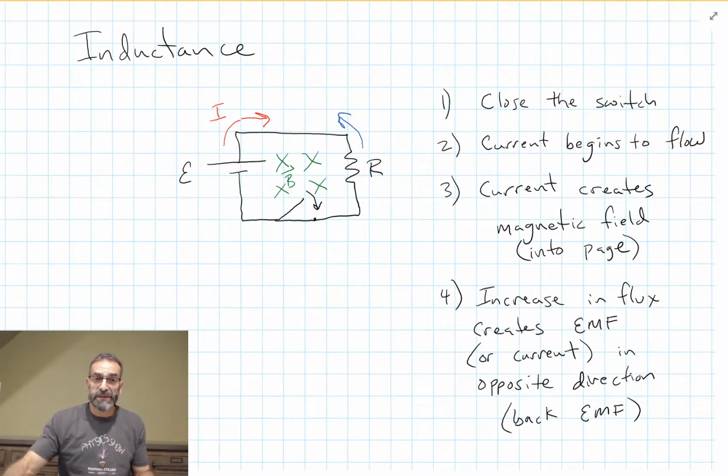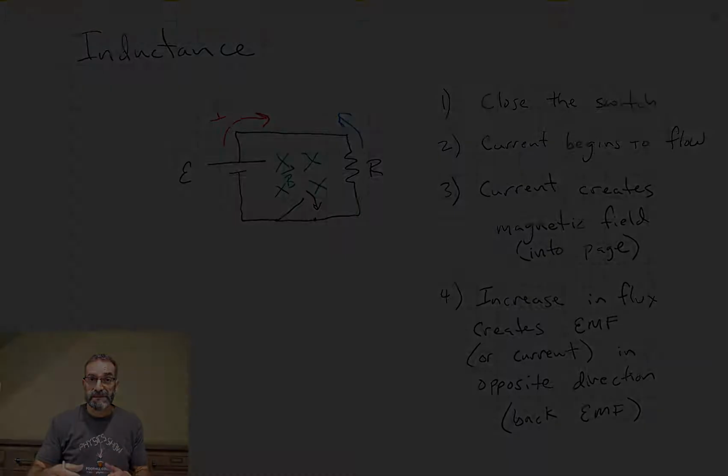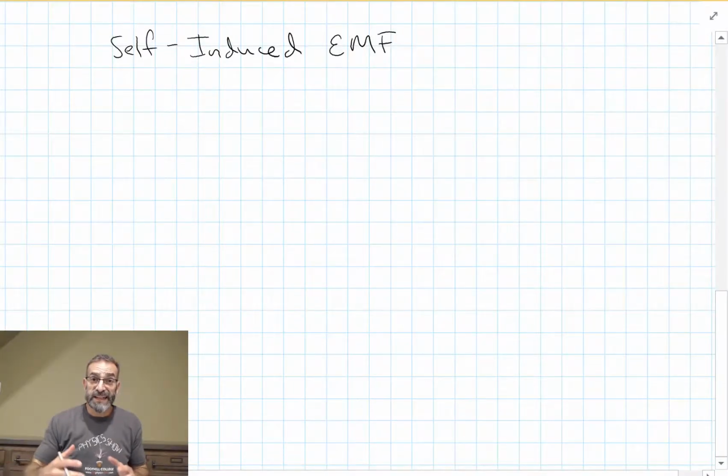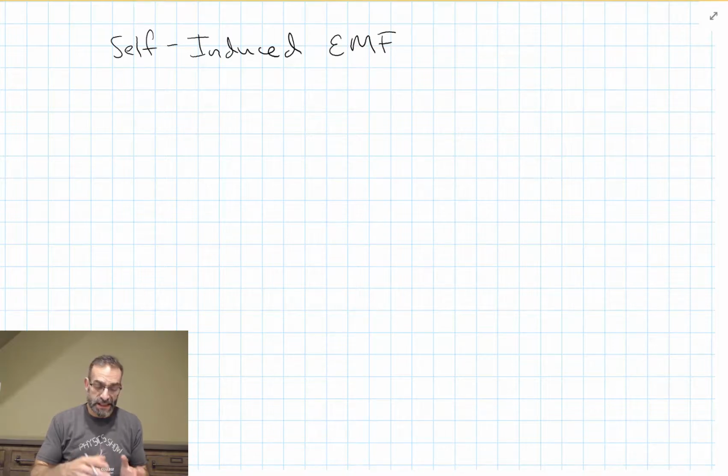Another term we have for this back EMF is self-induction. Self-induction because the circuit itself is creating this. So this is an electromagnetic induction effect, but it's created by the circuit itself. So we say it's self-induced EMF or self-induction. The electromagnetic induction that creates this back EMF is created by the circuit itself. So let's see if we can figure out what it is.